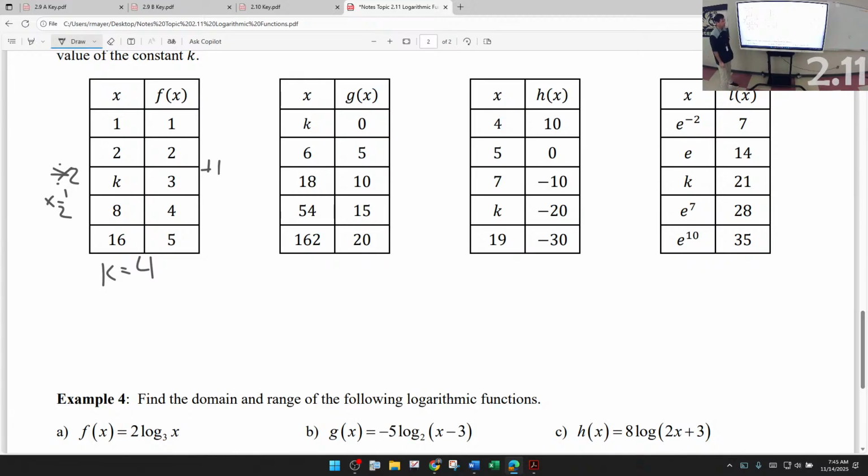This one starts with K. 0, 5, 5, 10, 10, 15, 15, 20, plus 5. K, 6, 6, 18, 18, 54, 54, 162. Multiplied by 3. If it's multiplied by 3, then K has to be 2. Yay? I'm not too sure how you figure out the third one.